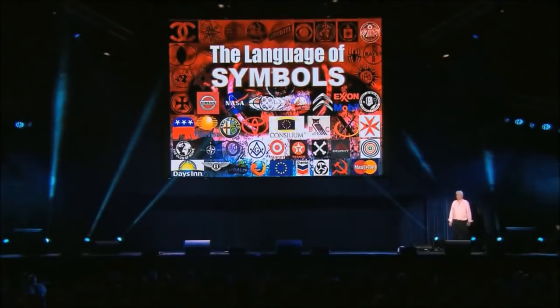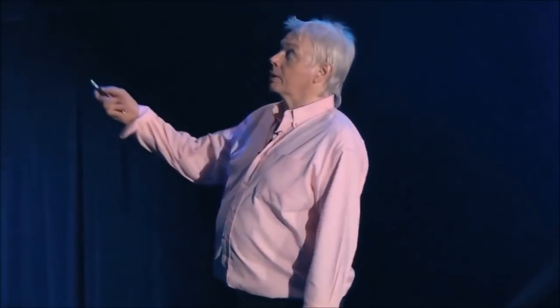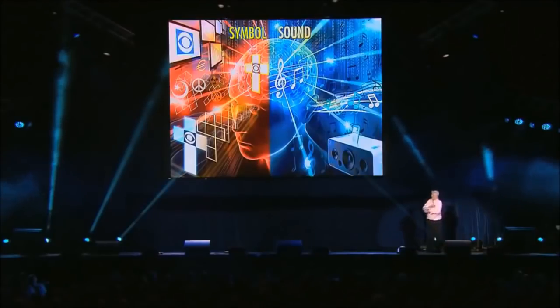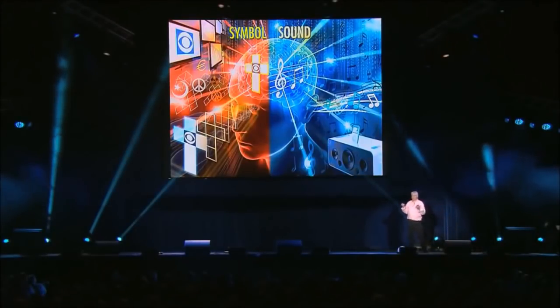The language of symbols. Why do they have this symbolic language? Well, Confucius once said, "Signs and symbols rule the world, not words or laws," and there's a reason for that. Because a symbol, like everything else, is just an information field carrying the information that it represents. I'm going to give you a number of examples as we go along here about this.